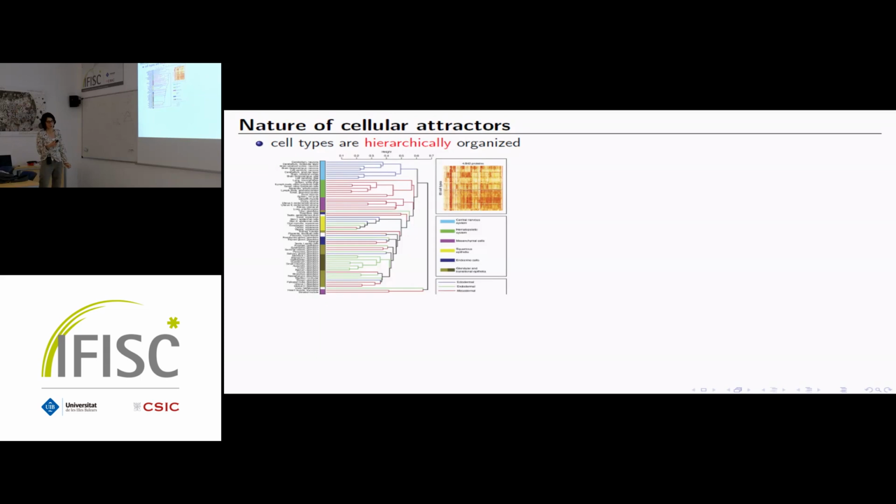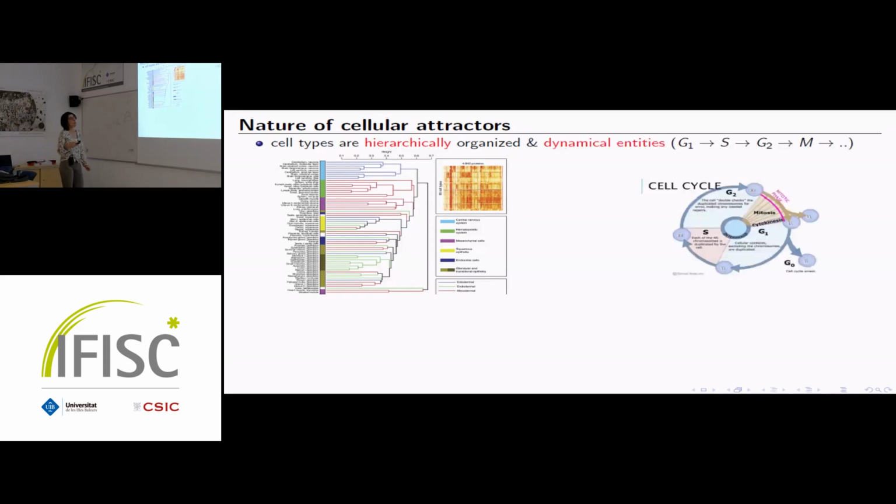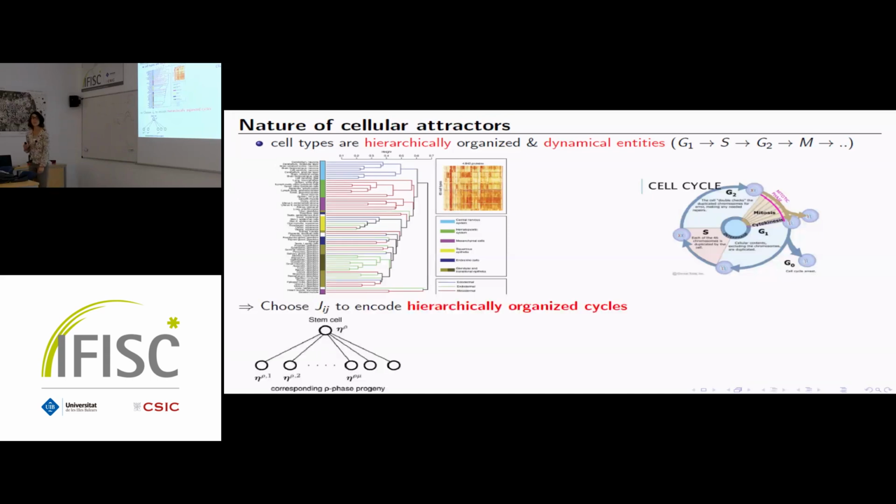And also they are dynamical entities because they cycle through the cell cycle. So there is a resting phase, synthesis where duplication of DNA occurs, and then an interphase, and mitosis where the cell divides. So the idea is basically to choose the couplings between genes in such a way as to encode a hierarchy of cycles. Okay?